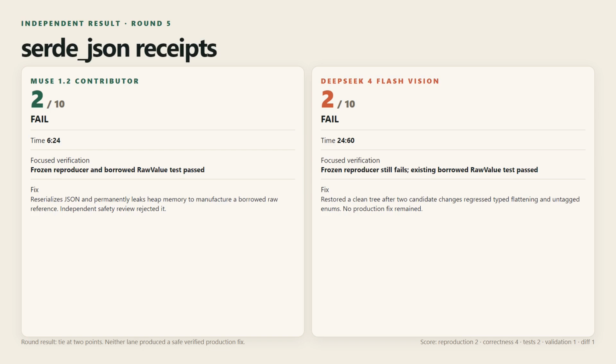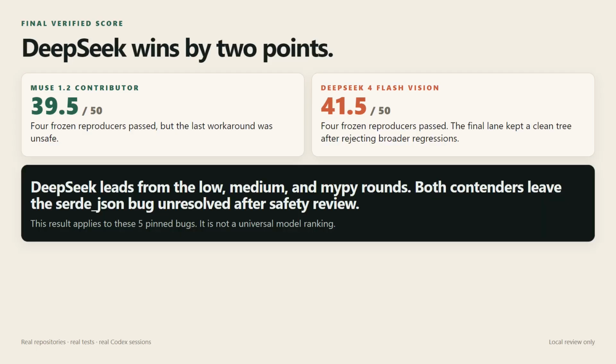Diagnosis earns credit, but an unsafe workaround or no fix cannot earn implementation points. The final score is Muse 39.5 to DeepSeek 41.5. DeepSeek leads from the low, medium, and mypy rounds. This score covers 5 pinned bugs, retained tests, and these Codex sessions. It is not a universal model ranking.